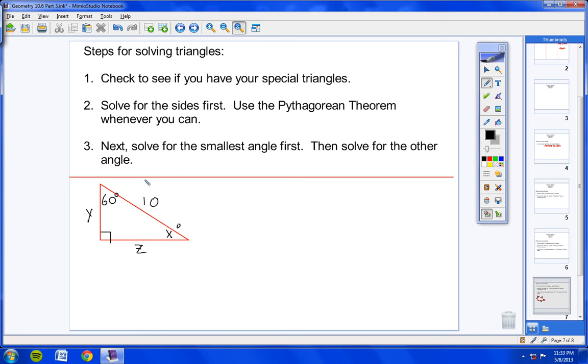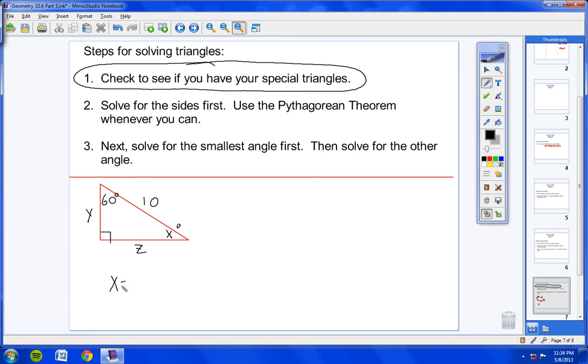And let's move on. Okay, step 1. Are you ready? Check to see if you have your special triangles. Well, let's see if we do. The first one I gave you, we did. I did that on purpose to see if you're watching. Look, we have a 60 and a 90, so you know this X has to be a 30 because all the angles add up to 180.